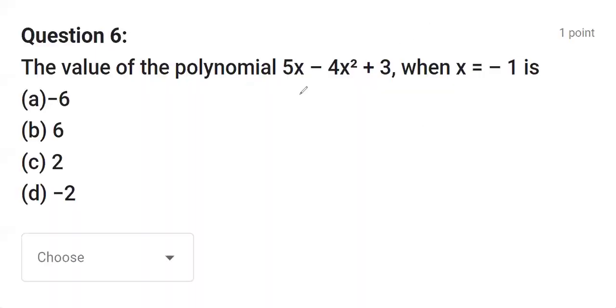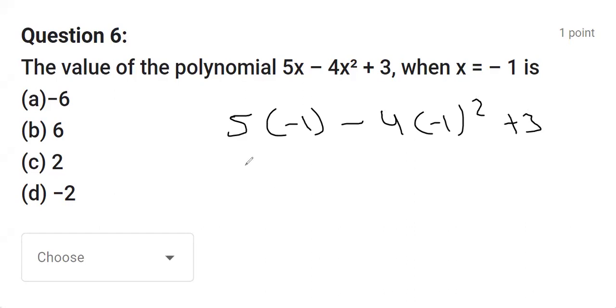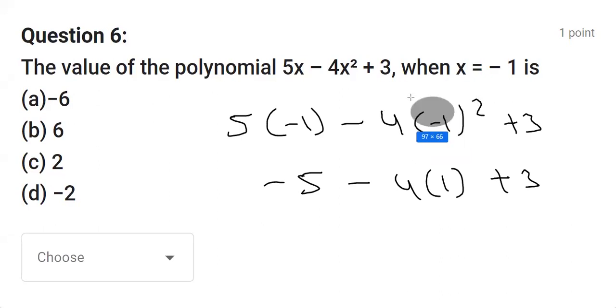Question number 6: we have to find the value of this polynomial at x equal to minus 1. In the same way, we are going to just replace this x with minus 1. So it is 5 into minus 1 minus 4 times minus 1 squared plus 3. So 5 into minus 1 is minus 5. And you know the square of a negative number is positive. So minus 1 squared should be positive 1. Let me clarify this again. This is minus 1 raised to the power 2. Minus 1 raised to an even power is always 1. So we get this as 1.